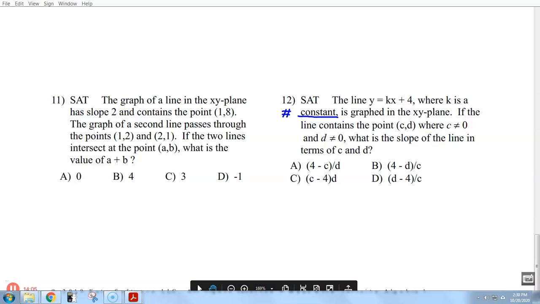Well, if you contain this point, just like we did on all these other problems, I should be able to plug it in. So we've got y equals, we're not sure about our slope. They do give me the intercept. That's kind of nice. But I'm going to plug in the C and D that work. So D is the y, C is the x, and I have plus 4. And I want to figure out what is the slope. Well, the slope is k. So let's solve for k.